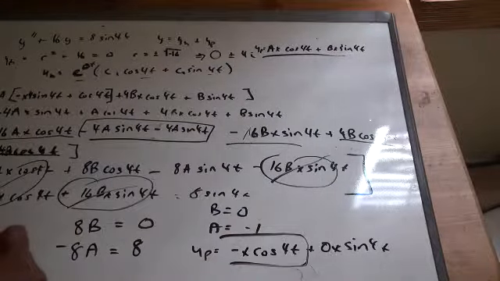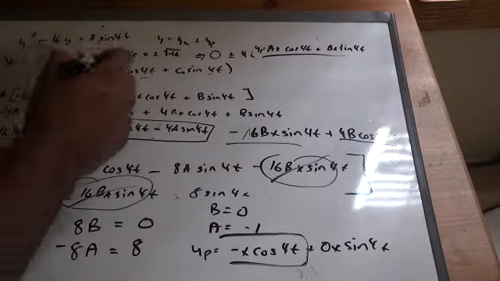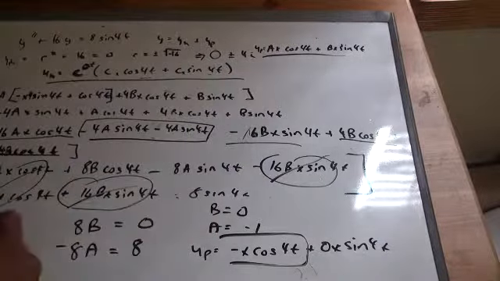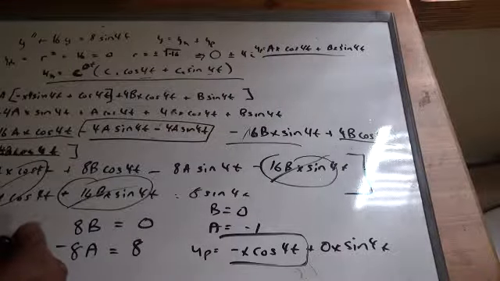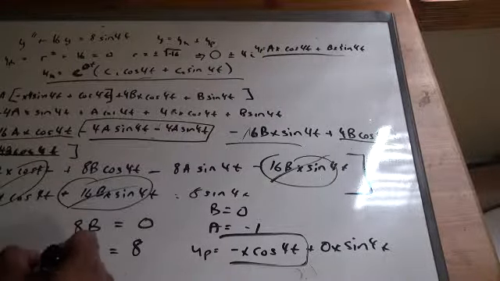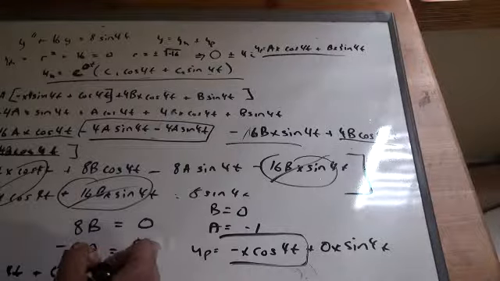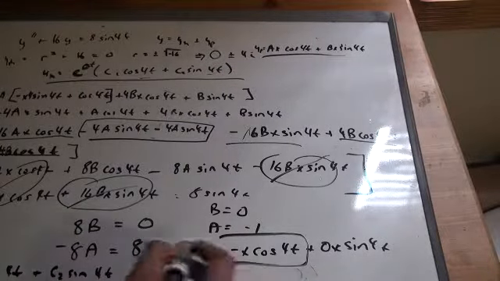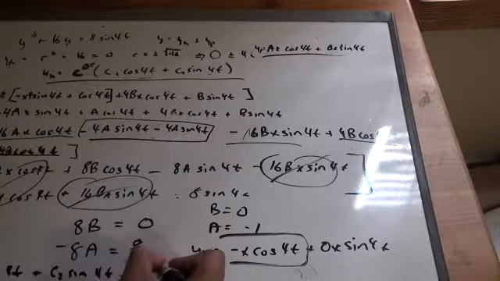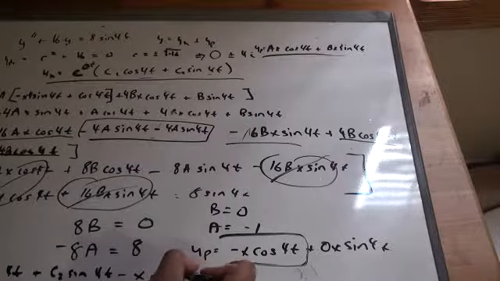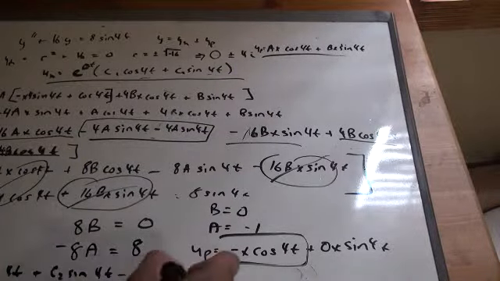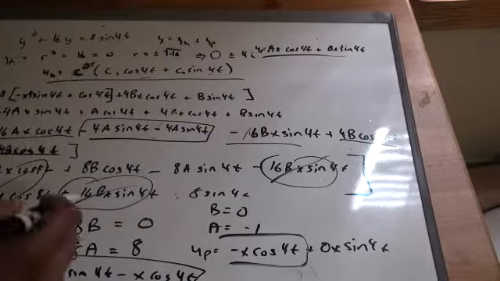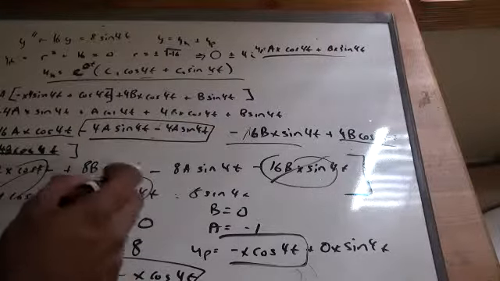So y is equal to y homogeneous, which was this, c1 cosine 4t plus c2 sine 4t, plus the particular, minus x cosine 4t. So this is the general solution. And I'm going to check this over again.